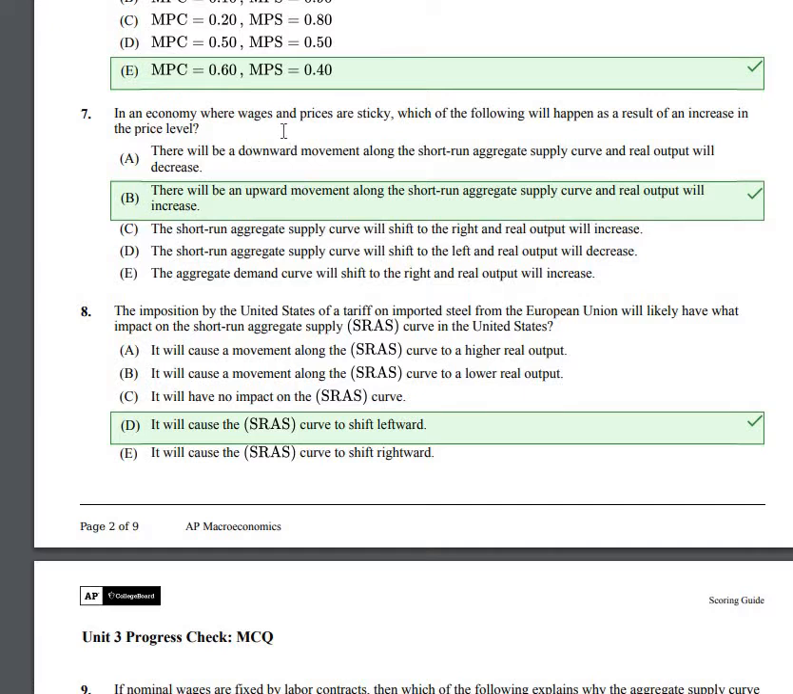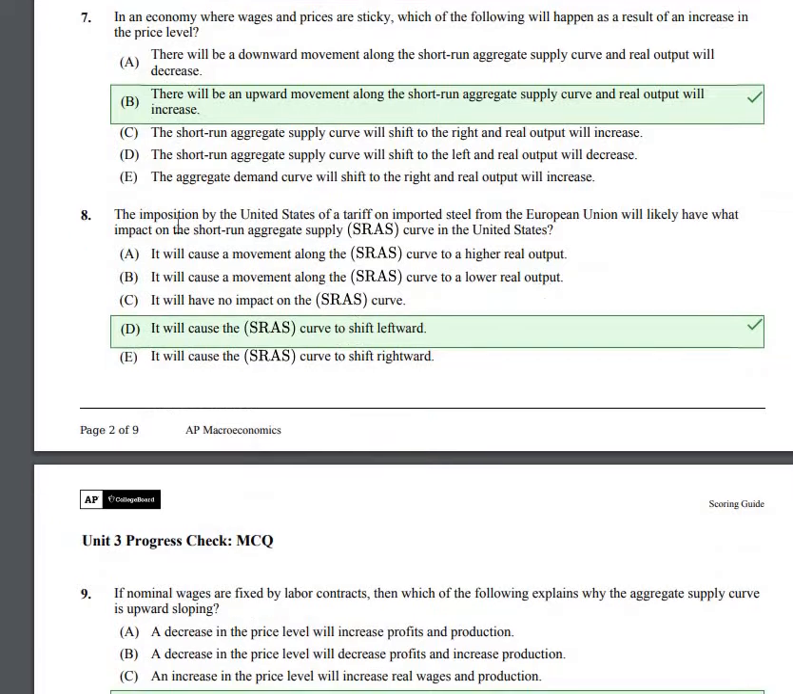Number 7, in an economy where wages and prices are sticky, which of the following will happen as a result of an increase in the price level? Sticky wages is simply that wages are slow to change, meaning they're slow to rise when things get more expensive, and they're slow to come down if things get cheaper. I think gas has gotten more expensive recently, probably haven't gotten a raise to account for that. So when that happens, B, there will be an upward movement along the short-run aggregate supply curve, and real output will increase because prices have gone up.